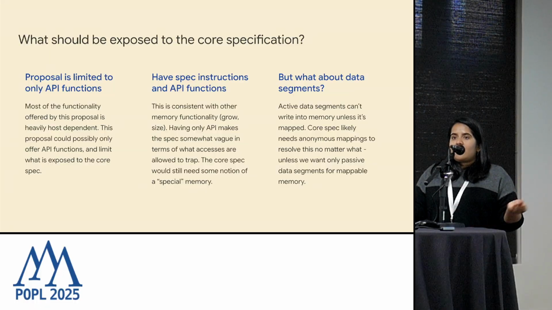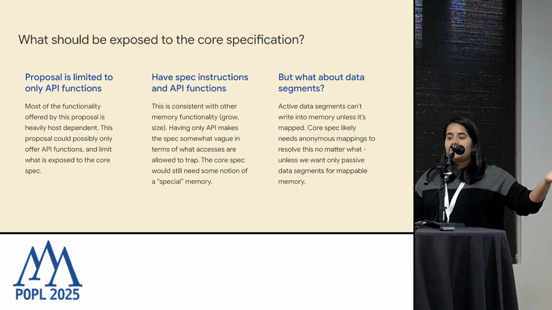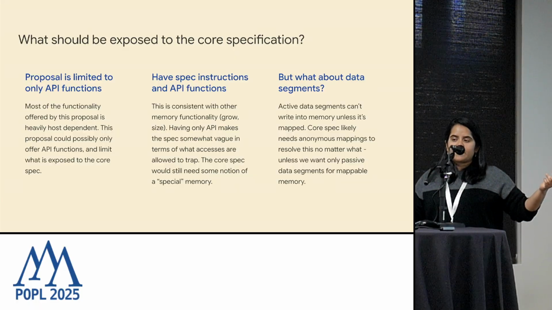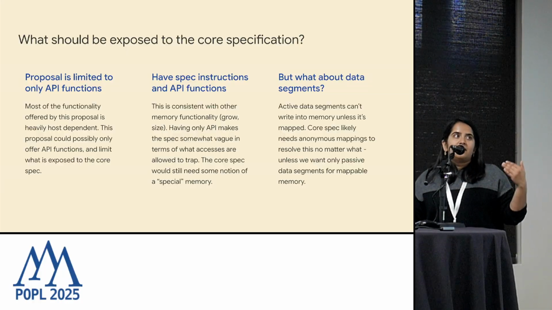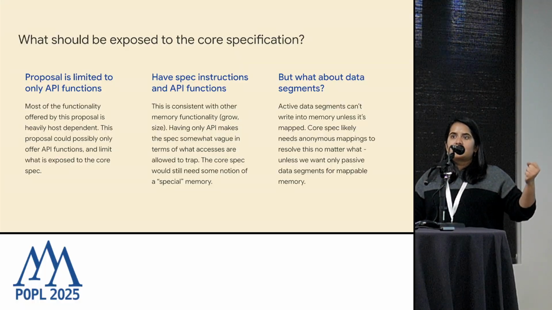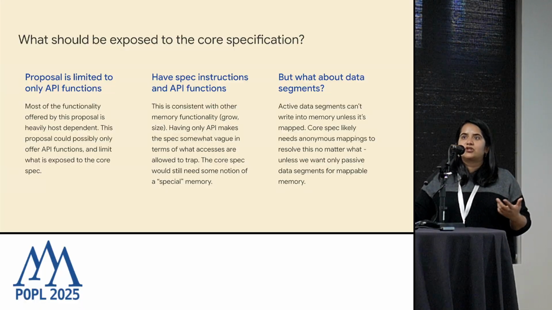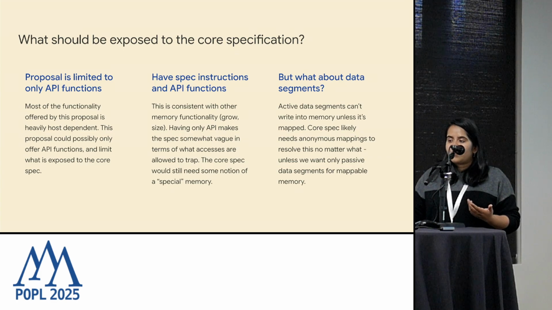But there's a lot of open questions around this. If we were to propose something that is exposed to the core specification, what would it look like? The option that I presented is that we limit exposure to the core specification and have only API functions. Now, the problem with that is you still have to have some notion of a special memory, because you're going to be seeing reads and writes that don't originate from WASM memory. It's also possible that we could introduce additional conditions that allow trapping, and the core spec has to have some notion of how to reason with that.